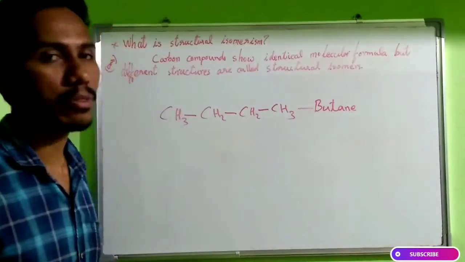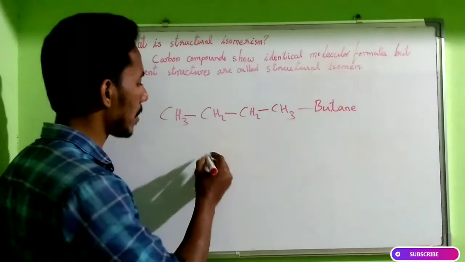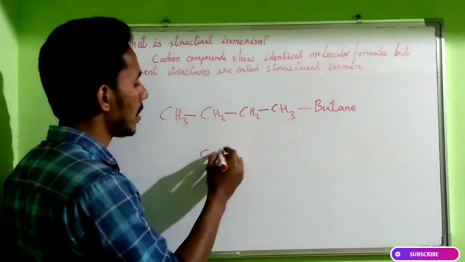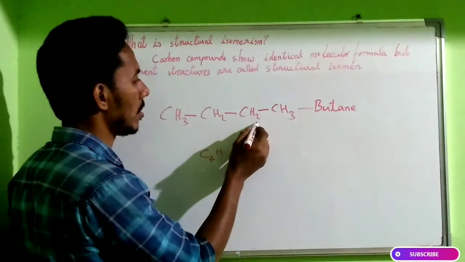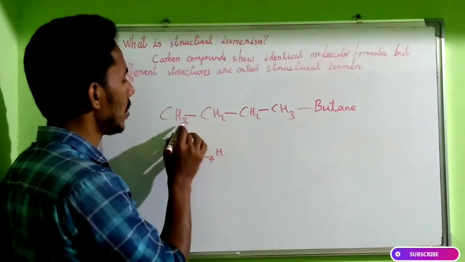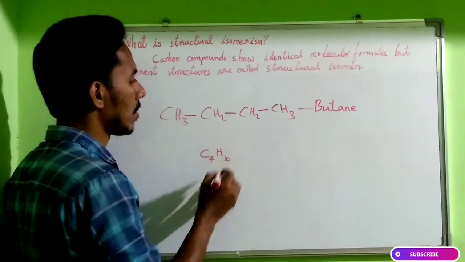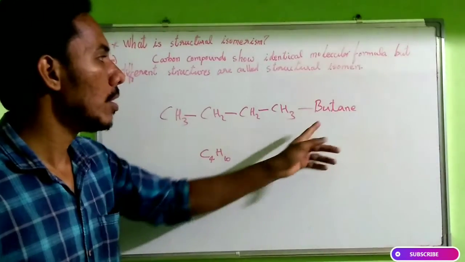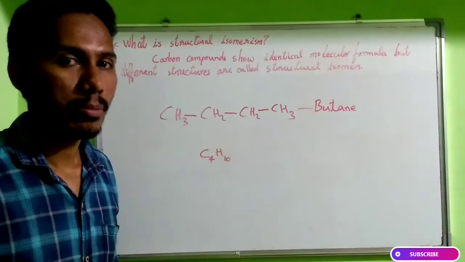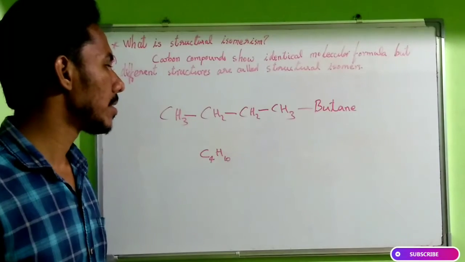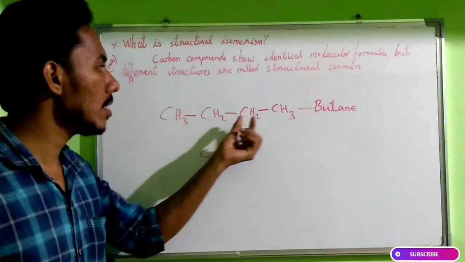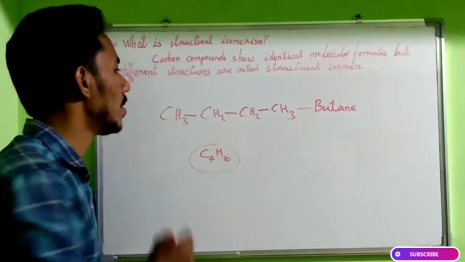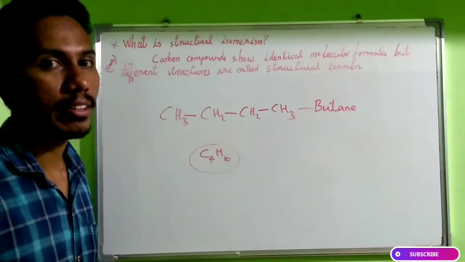What is the molecular formula? How many carbon atoms? 4. 1, 2, 3, 4. How many hydrogen atoms? 3, 5, 7, 8, 9, 10. C4H10 is the molecular formula of butane. But by using this molecular formula, we can draw another structure.